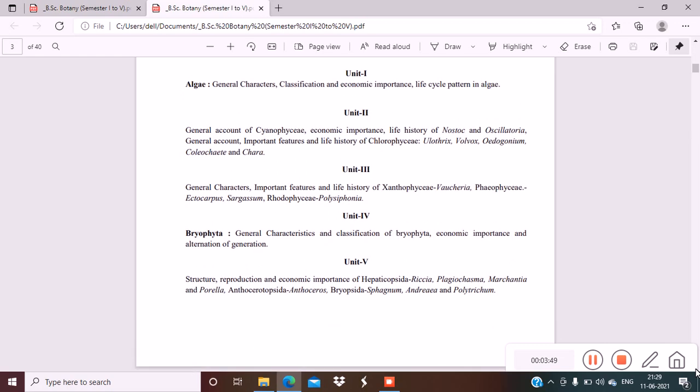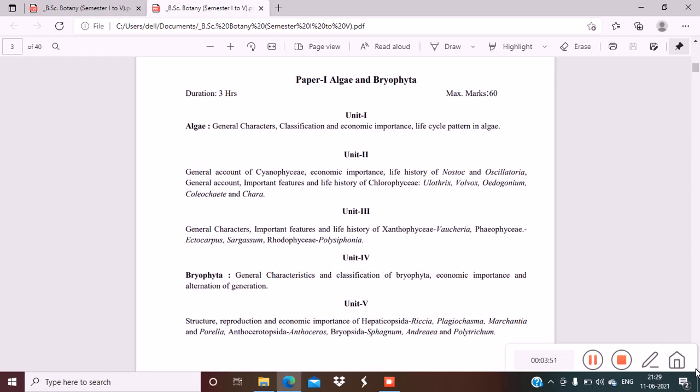So for this paper, you will study the book. You can note down the name of the book. The writer of the book is Singh Pandey Jain, and the name of the book is Diversity of Microbes and Cryptogams by Singh, Pandey and Jain. In this book, you will get all the topics of this paper, Algae and Bryophyta.